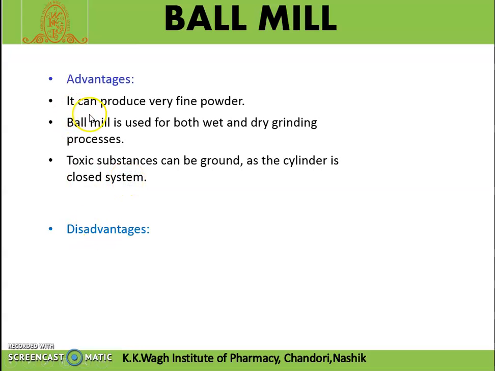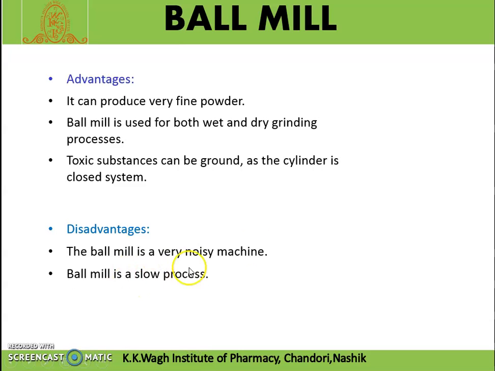Disadvantages: though the ball mill has a number of advantages, it also has some disadvantages. Among them, the first one is that the ball mill is a very noisy machine, because of the balls and the process that happens inside. The ball mill is also a slow process, because we maintain some pressure or some force. That's why the ball mill is a slow process.